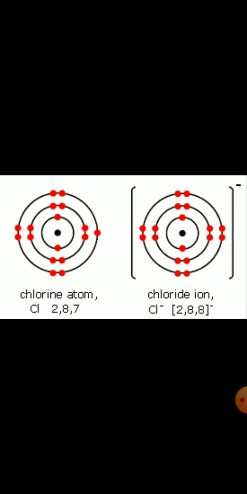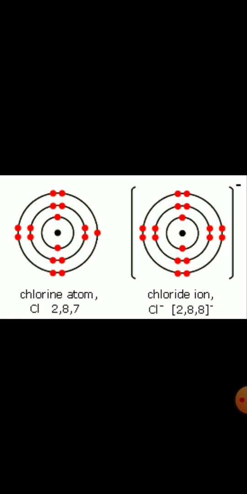By gaining it will have a total of 8 electrons in the outermost orbit. Earlier it was 7. When it gains 1 electron, it becomes 8 electrons. Now, by gaining an electron, it becomes a chloride ion, and it is a negative ion. A negative ion is called an anion. Now recall for sodium. Sodium loses an electron and it becomes a positive ion, that is cation. Here chlorine gains 1 electron and becomes a negative ion, which is called anion.